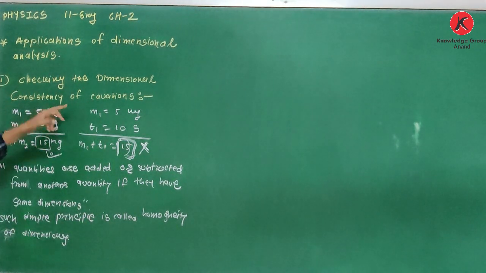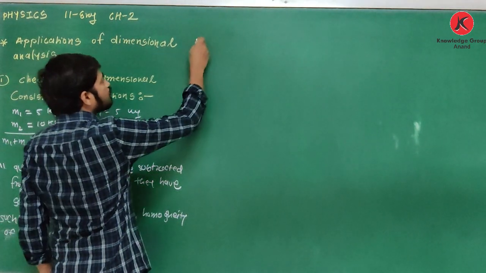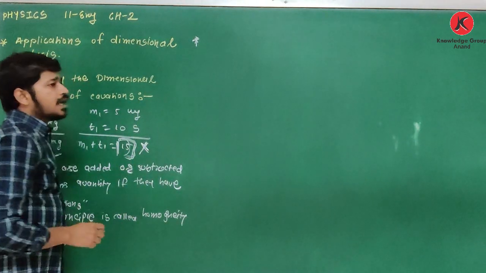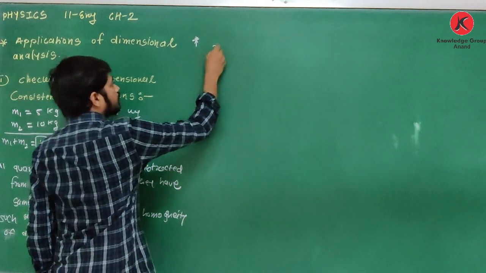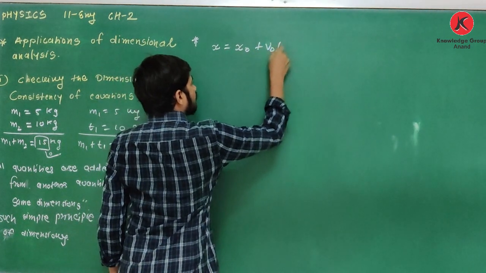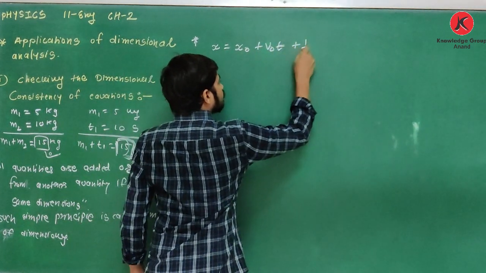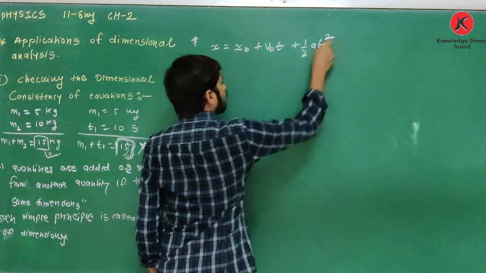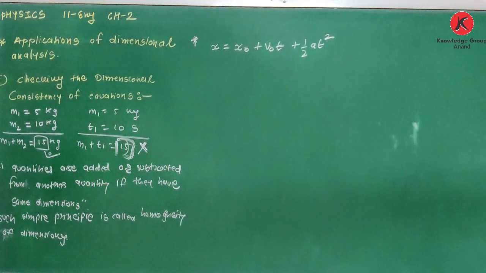Now, how to check the dimensional consistency of equations? We will see with the help of some examples. See, I have this equation: x is equal to x0 plus v0t plus half at square. Yes, I have this one equation. Then I have to check, is this equation dimensionally consistent or dimensionally correct or not?